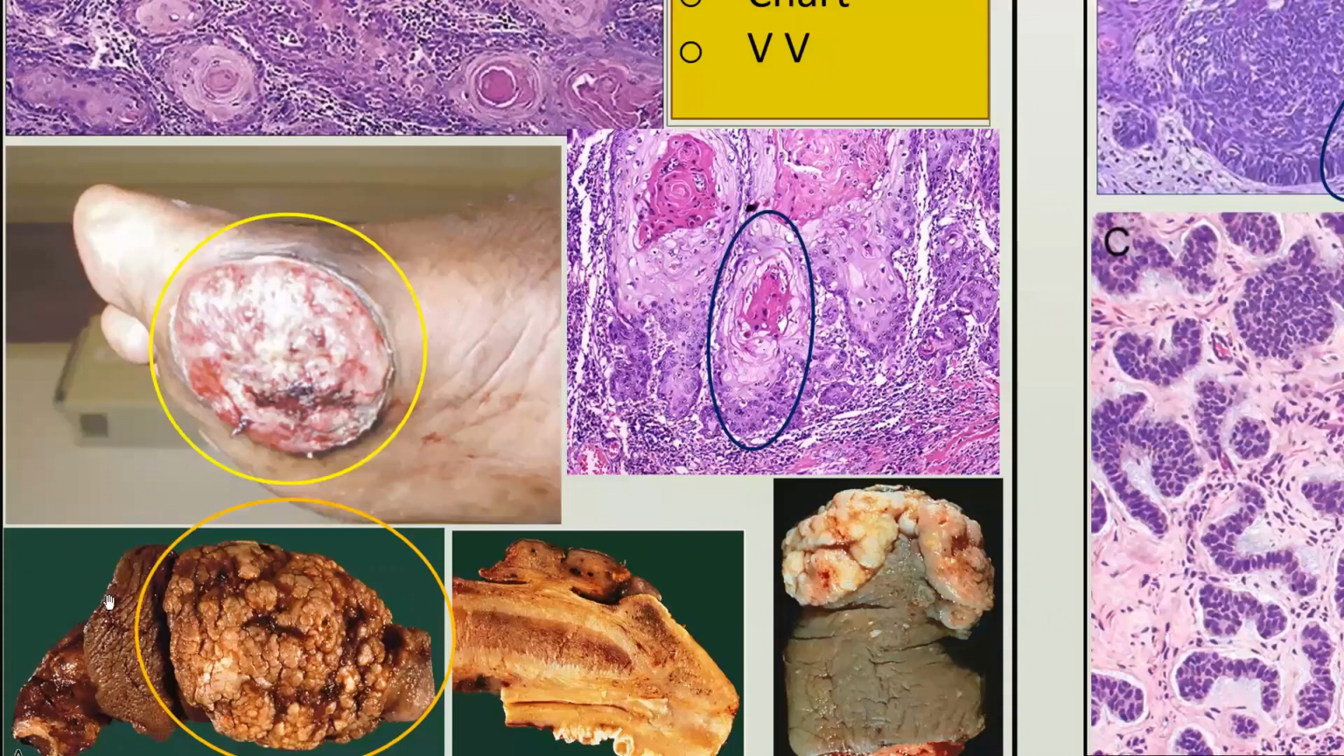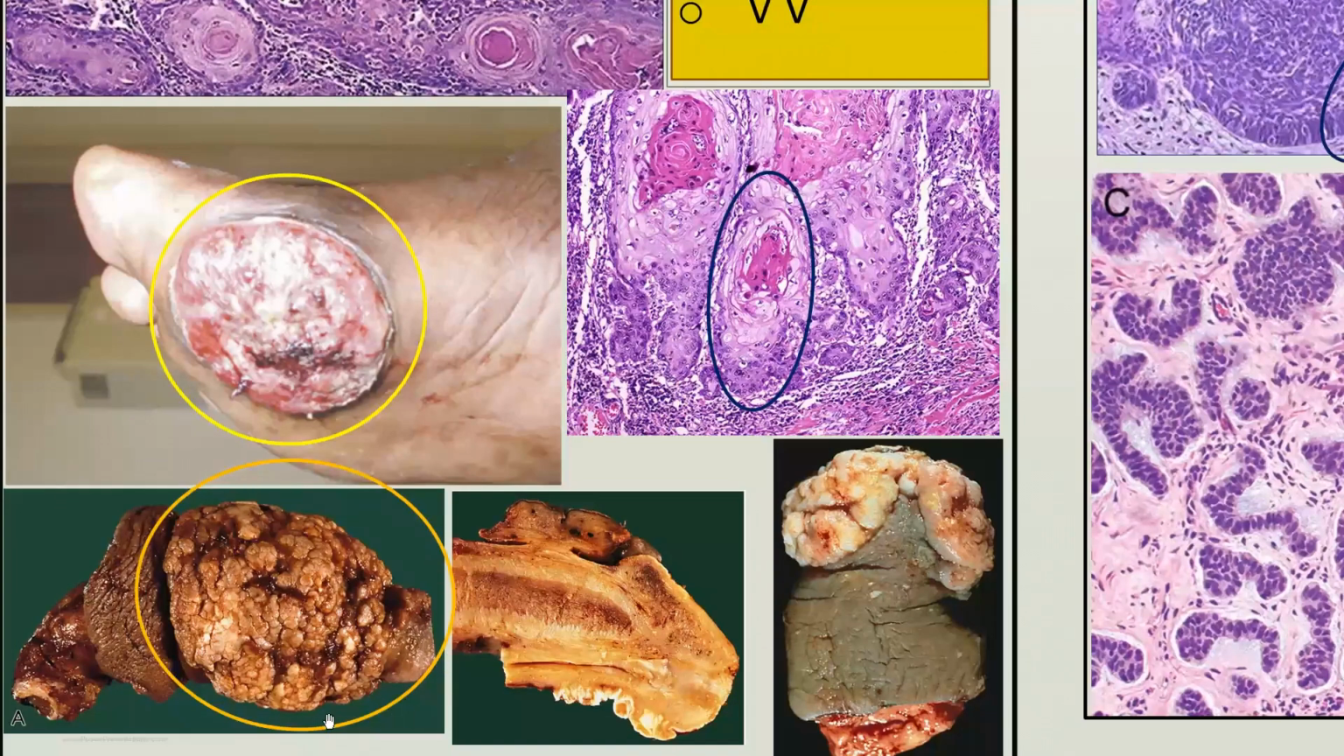This is another one. Again, the yellow ring is supposed to encircle the tumor. This is an amputated specimen of the penis that is showing a proliferating cauliflower-like lesion. So there are three types of lesions possible: proliferative, ulcerative, ulceroproliferative. And this is a cut surface of it.